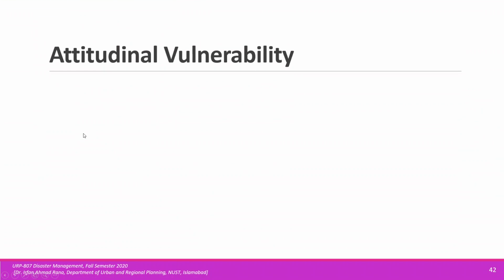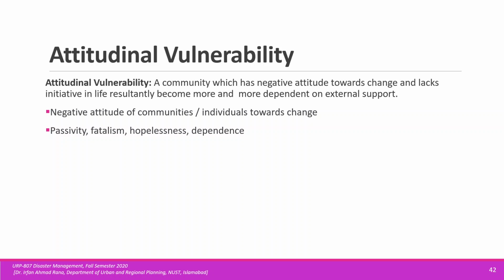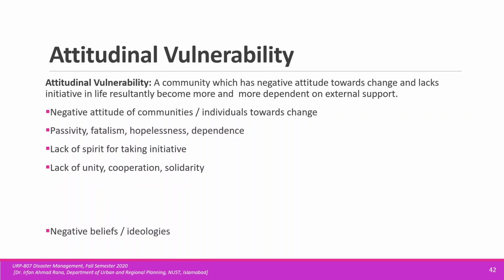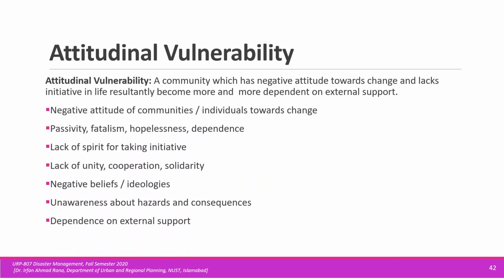Another component is attitudinal vulnerability, in which the community has a negative attitude towards adopting disaster risk reduction measures or adaptation, or preparing themselves for a particular disaster. This includes the negative attitude of the community towards change, and some aspects of fatalism and hopelessness in people, in which our society becomes very dependent upon others, thinking that other people will come and help us, and it's their job to help us. That is a lack of the spirit of taking initiative. This is mostly a mental construct, also linked to the concept of risk perception. There are different beliefs, ideologies, or unawareness, and people are basically not ready to adopt precautionary measures against disaster.